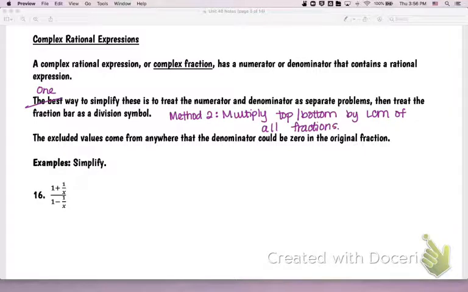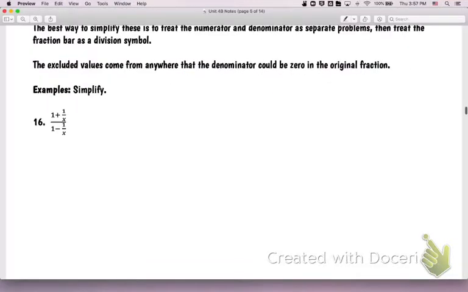I'm going to show you both methods on number 16 so that we can see what we've got there. The excluded values get kind of tricky with these. It's going to come from any step throughout the process where the denominator could be 0. So you have to check every single step. Was there a divide by 0? That's what you're looking for. So let's look at number 16.